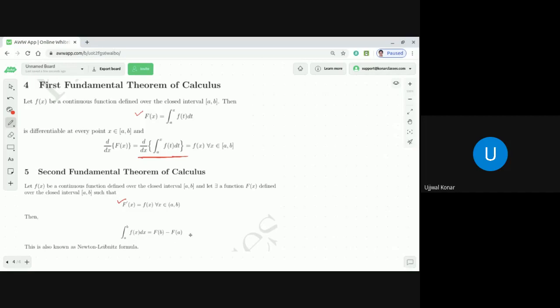I hope you understand this if you apply the fundamental concepts of differentiation and integration, and hence it is known as the fundamental theorem. Now you may think, okay sir, you are talking about f(x) being a continuous function. What is a continuous function? We'll discuss it later, but in simple terms, if while drawing the curve of a function you need not lift your pen, that is called a continuous function.